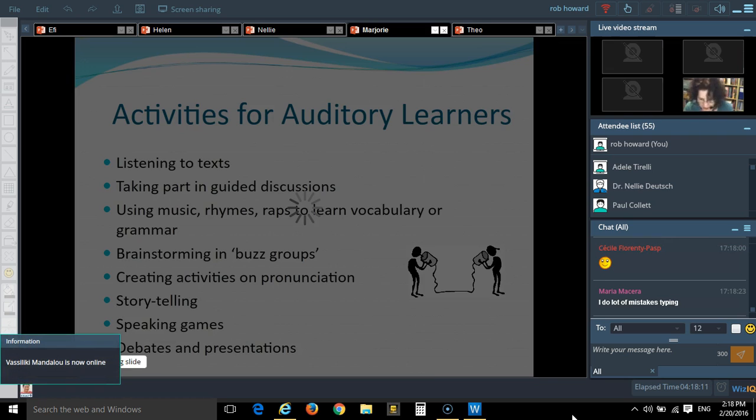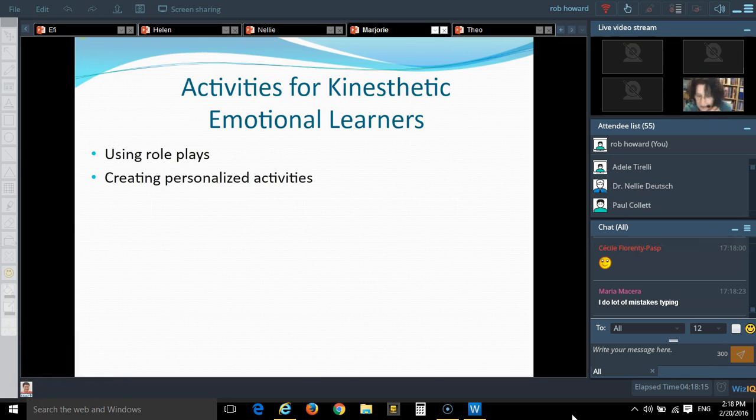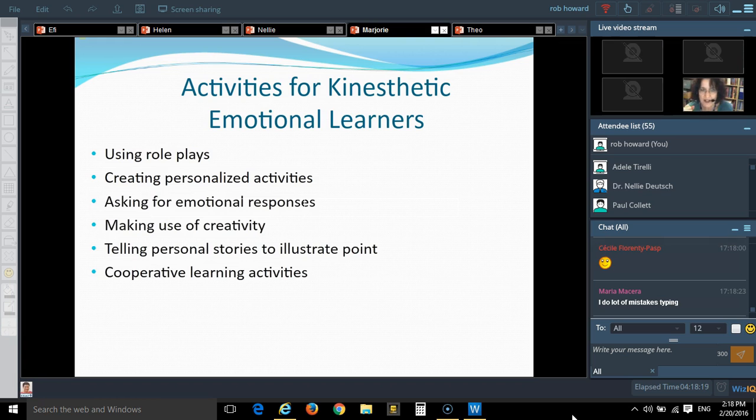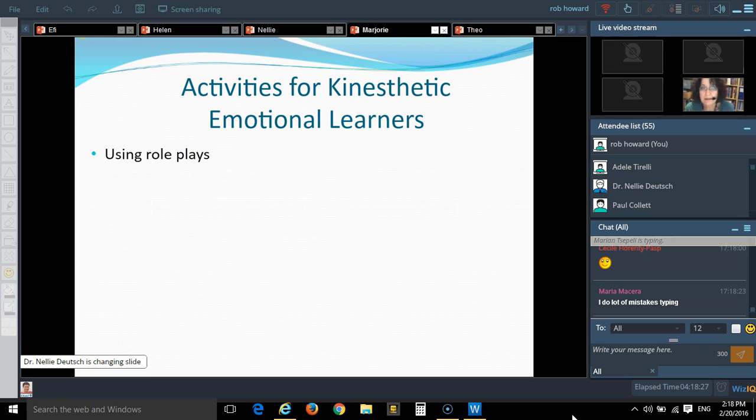Okay, let's go on to the kinesthetic emotional learners. Now, these are the types that I have defined in working with students and teachers. Role plays, where they get to be who they want to be. Personalized activities, such as talk a little bit about yourself.